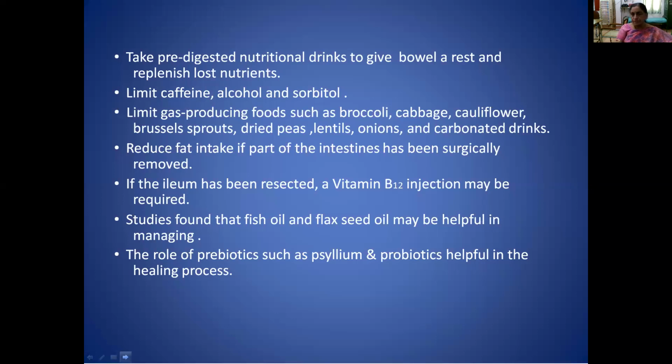That means if the ileum has been resected, a vitamin B12 injection may be necessary. Studies found that fish liver oil and flaxseed oil may be helpful in the management of these patients. The role of prebiotics as well as probiotics has been discussed in recent journals. So they are very helpful in the healing process in these patients.